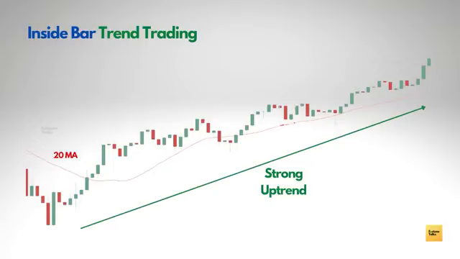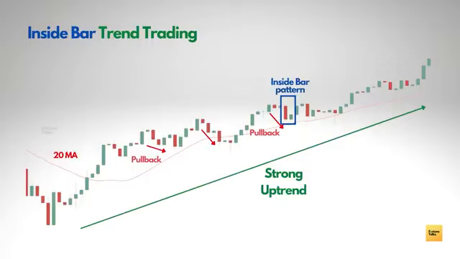In a strong uptrending market, the price is above the 20 moving average. So pullbacks in such a market will be shallow. So when the price stalls or stops after a pullback in the form of an inside bar, let us say, you want to enter as soon as the price resumes the direction of the trend.